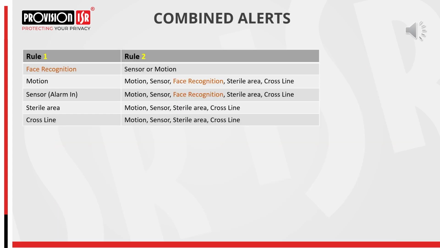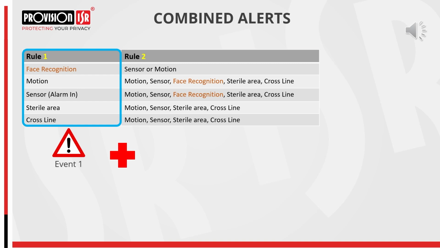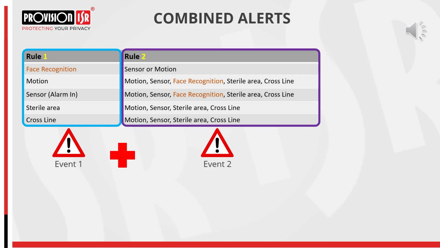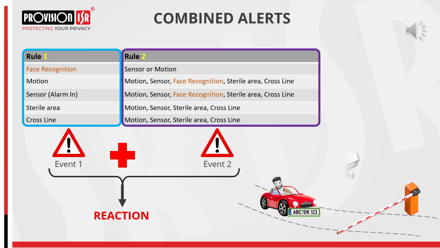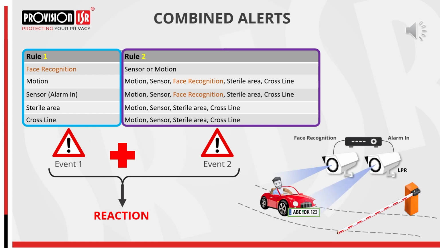The NVR allows us to create various event combinations to build this type of combined alert logic. For example, to implement double verification, we can combine an alarm-in signal on the NVR, triggered by an LPR camera detecting an authorized license plate, with face recognition of the driver. When these two events occur simultaneously, they can be used as a trigger to perform an action, such as opening a gate via the NVR's alarm output.